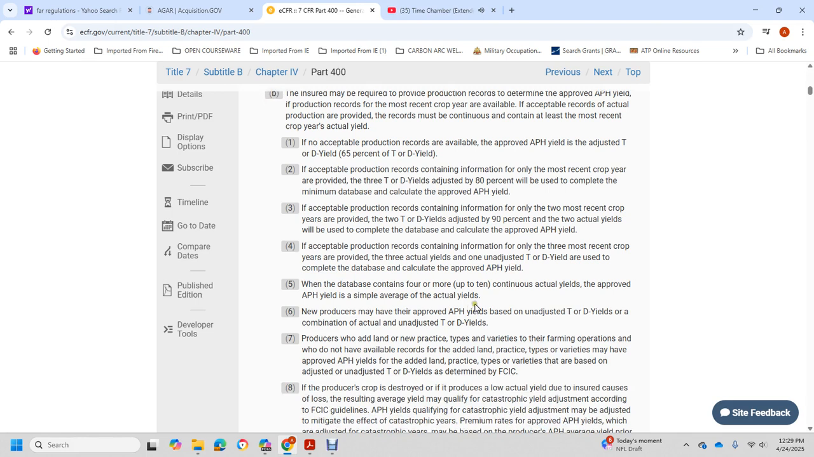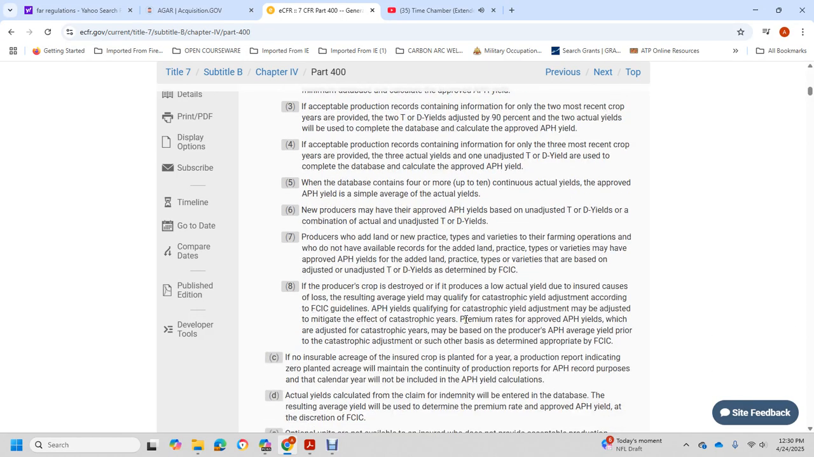The proof of the actual production history yield of a database containing 4 or more, up to 10, continuous actual yields is a simple average of the actual yields. New producers may prove the actual production history yield based on the adjusted T and D yields over the combination of actual and unadjusted T and D yields.